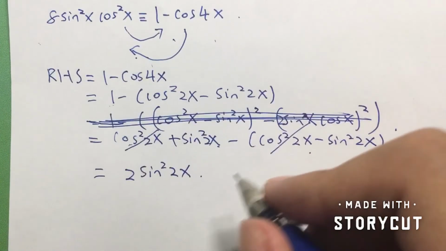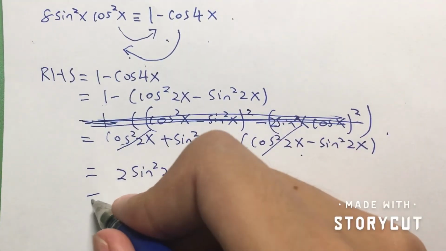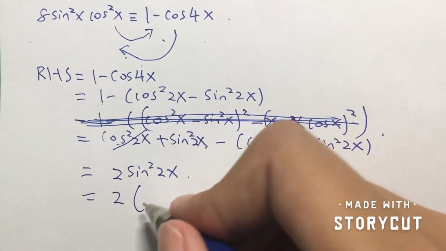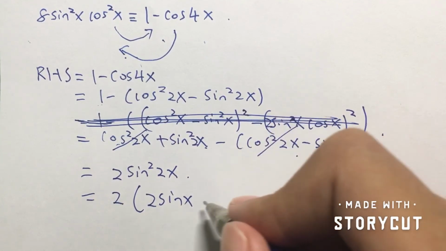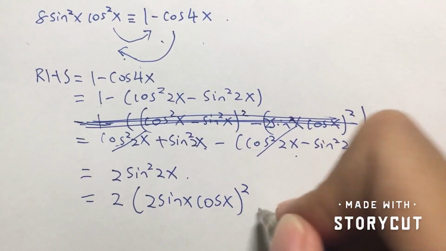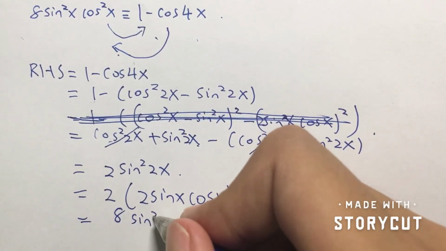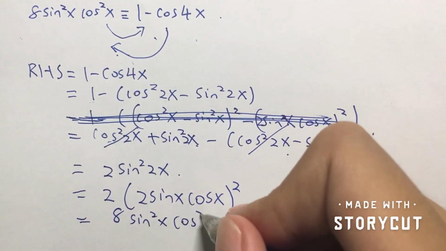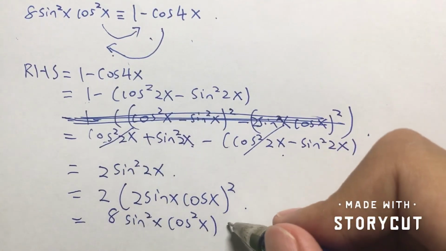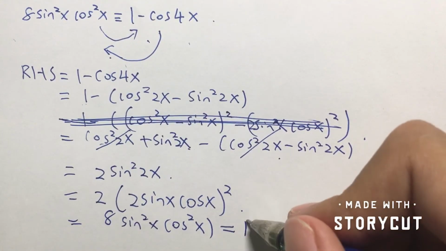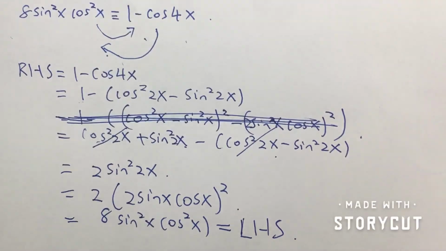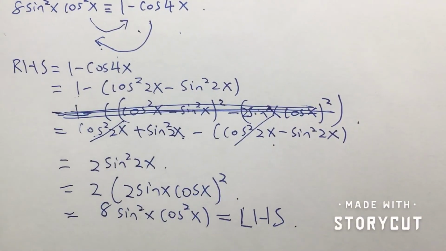And now we use the double angle formula again, which becomes 2 bracket 2 sine x cosine x bracket squared, and that is equal to 8 sine squared x cosine squared x, and that is equal to the left hand side. And so we have done this question.